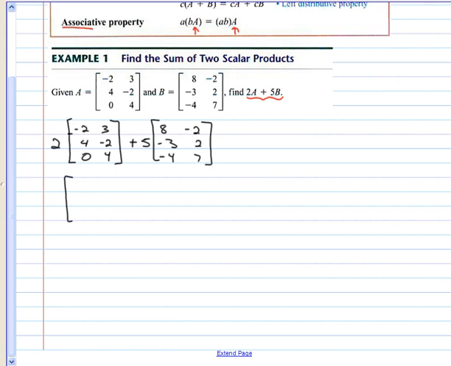Tell me what the first row will be when I multiply by 2. Negative 4, 6, second row. 8, negative 4, third row. 0, 8. Plus, we're going to multiply by 5 on the next one. What's my first row? 40, negative 10, second row. Negative 15, 10, third row. Negative 20, 35. Good deal.